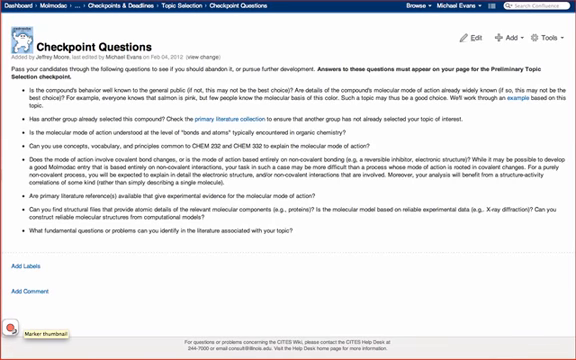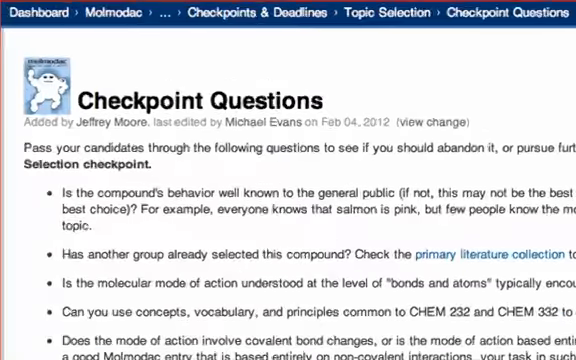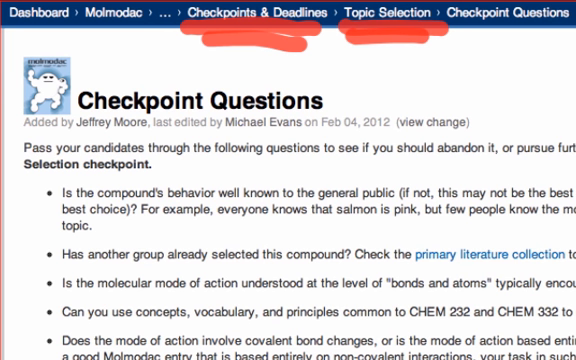To determine whether or not your topic will make a good Molmodac topic, you can use the checkpoint questions, which are available under the topic selection page, which is part of the checkpoints and deadlines section of the Molmodac wiki. If your topic doesn't pass one of the checkpoint questions, this should be a red flag that it's probably not suitable for the Molmodac project.